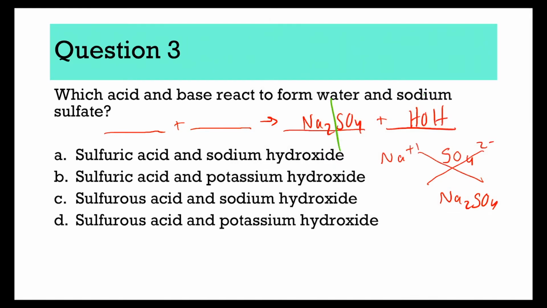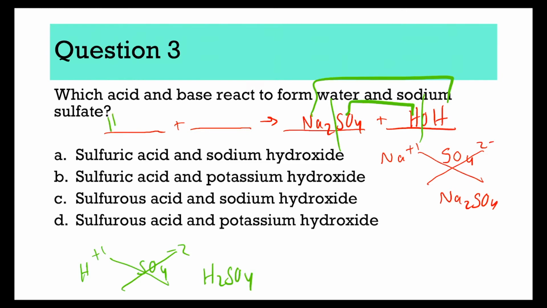So if we break it up, inside goes with inside, outside with outside. We have to make something with H and SO4. H is +1, SO4 is -2. So you get H2SO4 as your acid. For your base, you have to make something with Na and OH. Na is +1, OH is -1. Crisscross, you get NaOH. That is your base.